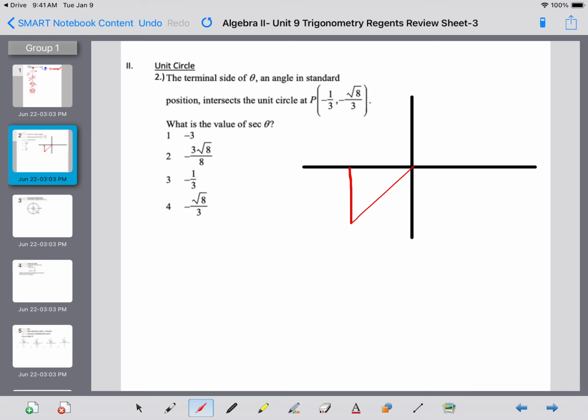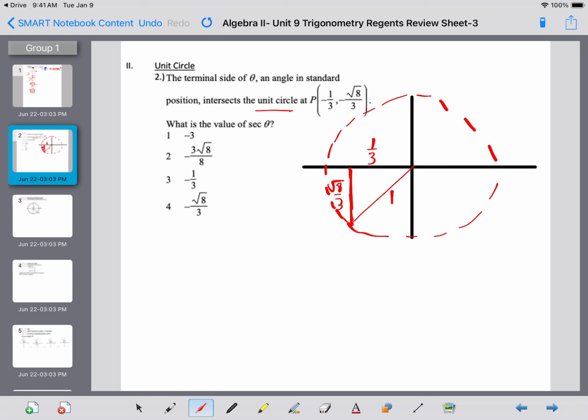Make a right triangle. It says that this point is negative 1/3, so this length here is 1/3. This height here would be your y value, so it's radical 8 over 3. And it's on a unit circle. So the unit circle has a radius of 1, right? It's 1 unit.